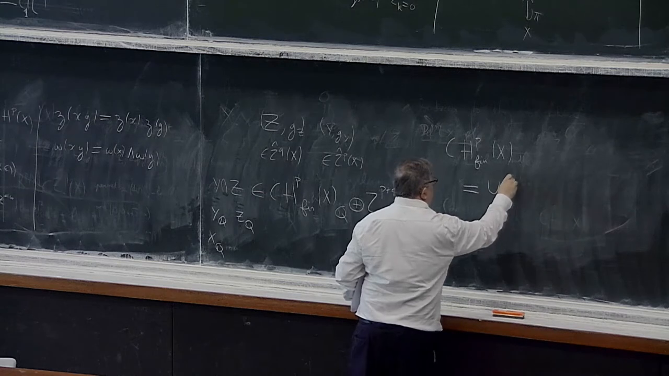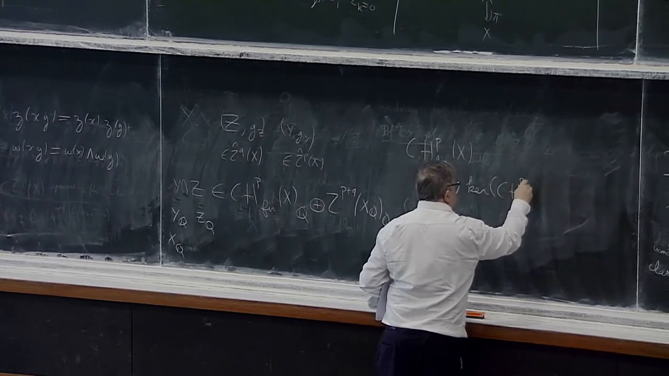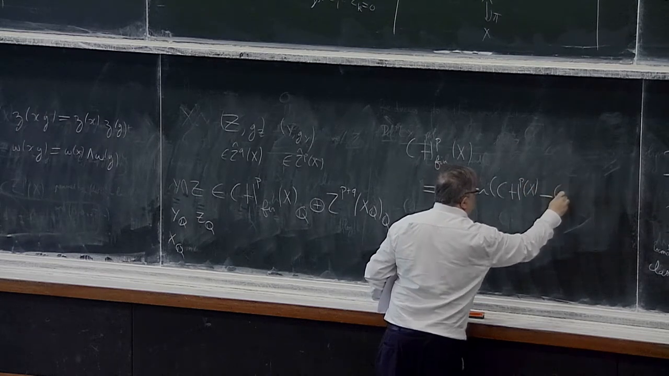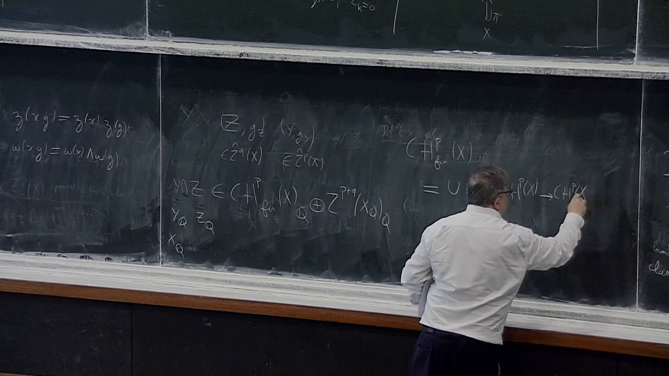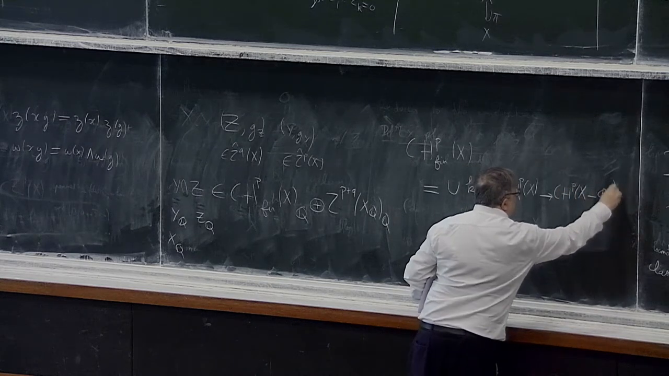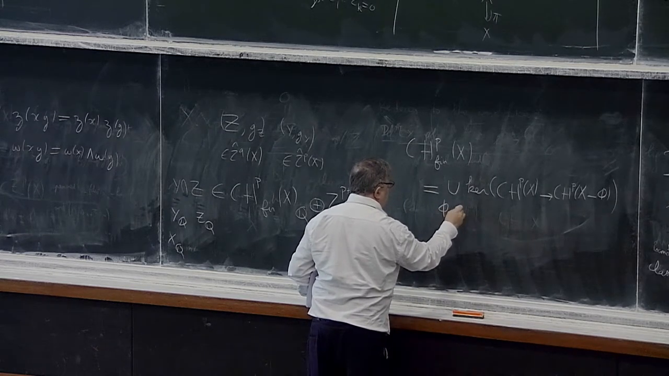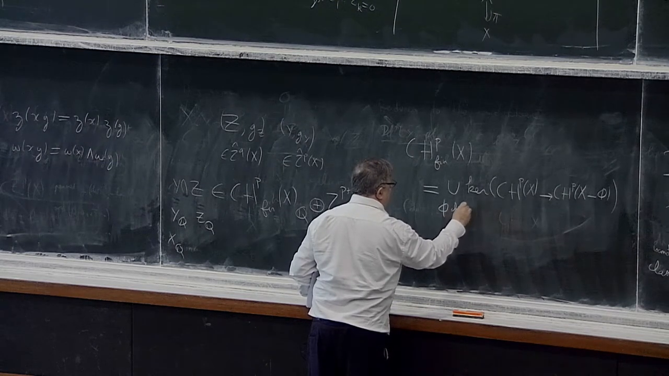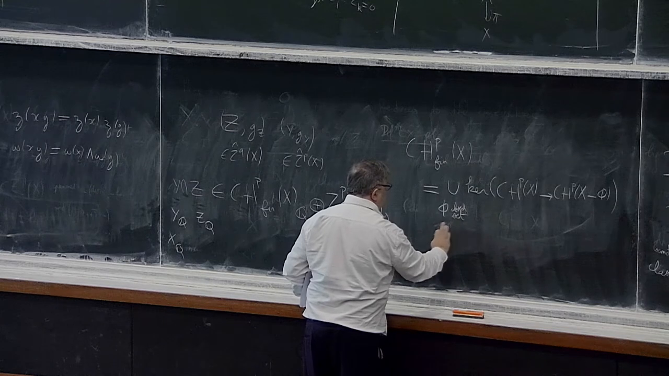Which is the union of the kernel of CH^P(X) minus goes to CH^P of X minus phi, where phi is a closed set mapping. I mean, which does not mean the generic fiber.